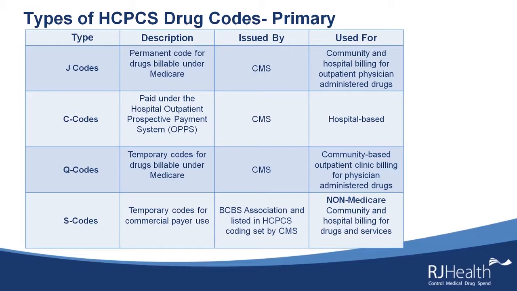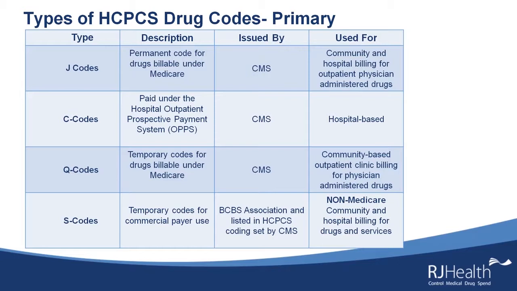CMS then left the standard J0885. They created a Q code to bundle that service for the end-stage renal disease. So Q codes can be used as either a unique new code for a new product, new entity, or it can be used as a temporary holding place for a new HCPCS code for an existing product.